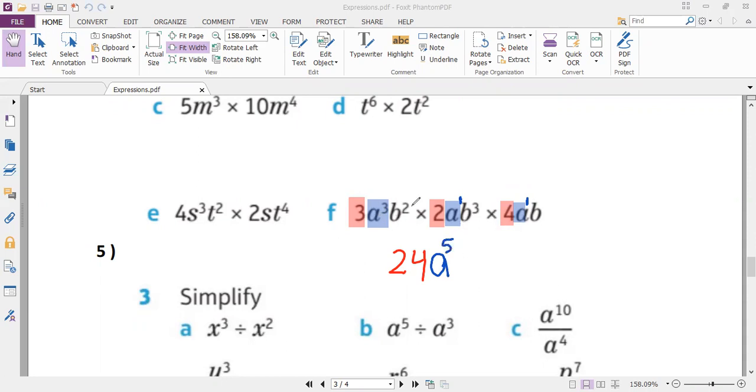And the last one is b. So we write b. And then we are going to add powers. 2 plus 3, 5. And this is 1, but this one is hidden, is not written. Okay, 2 plus 3, 5 plus 1, 6. That's it.